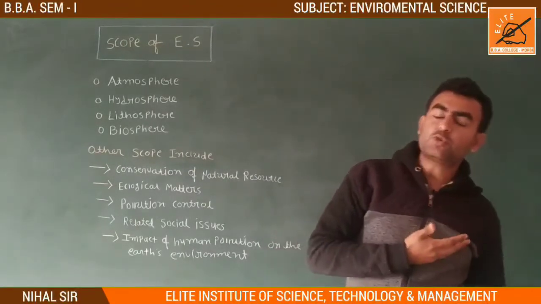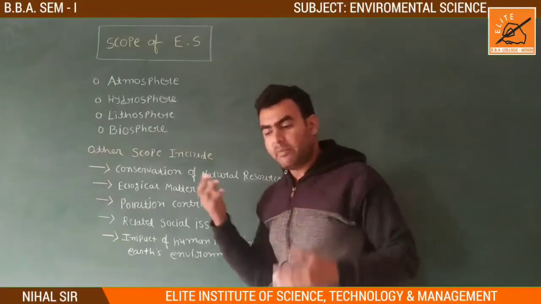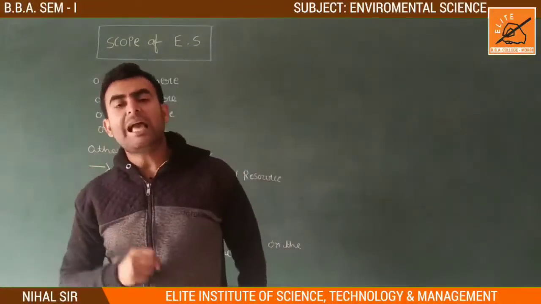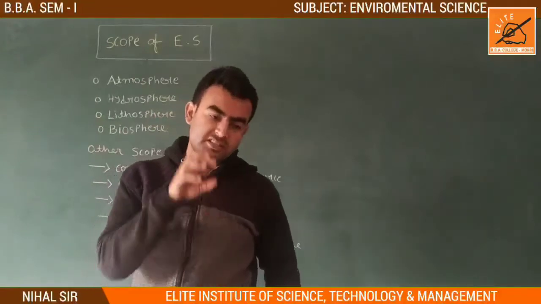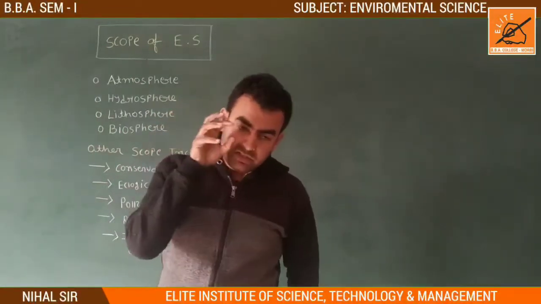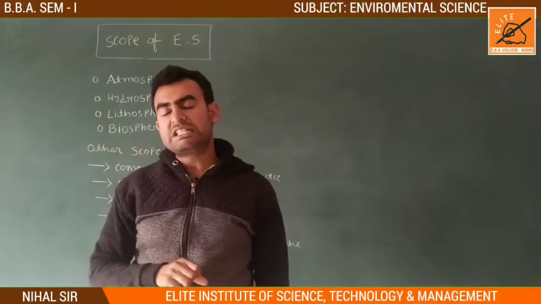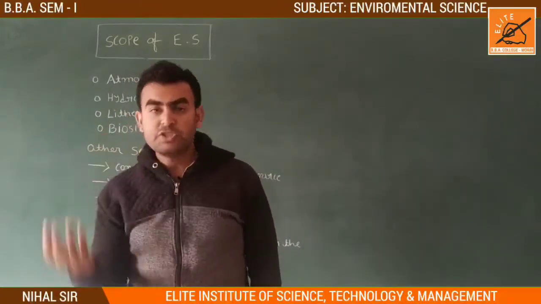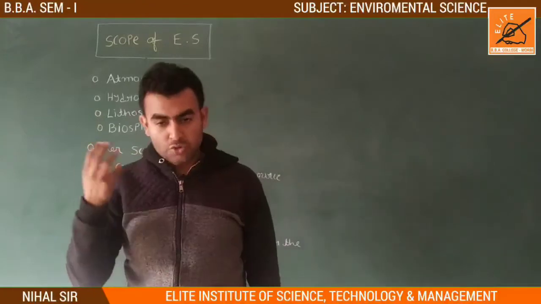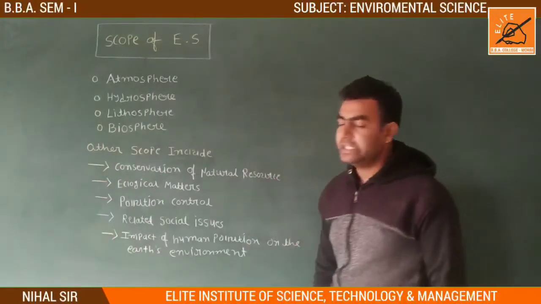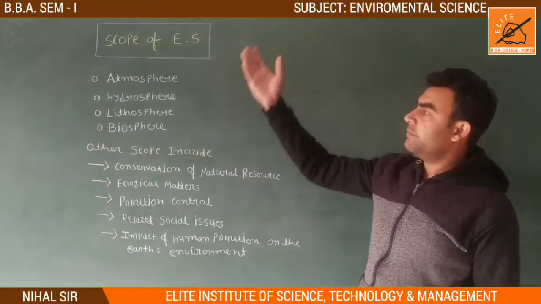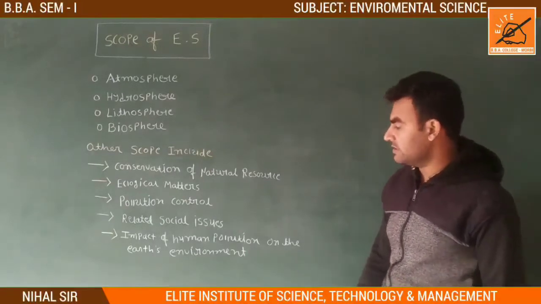So who tells us about this kind of social issue? Our environmental science does. This science tells us what our issue is, gives us the reason why this issue was created, and tells us what the future scenario of this issue will be. So our social issues are also told to us by the scope of environmental science.